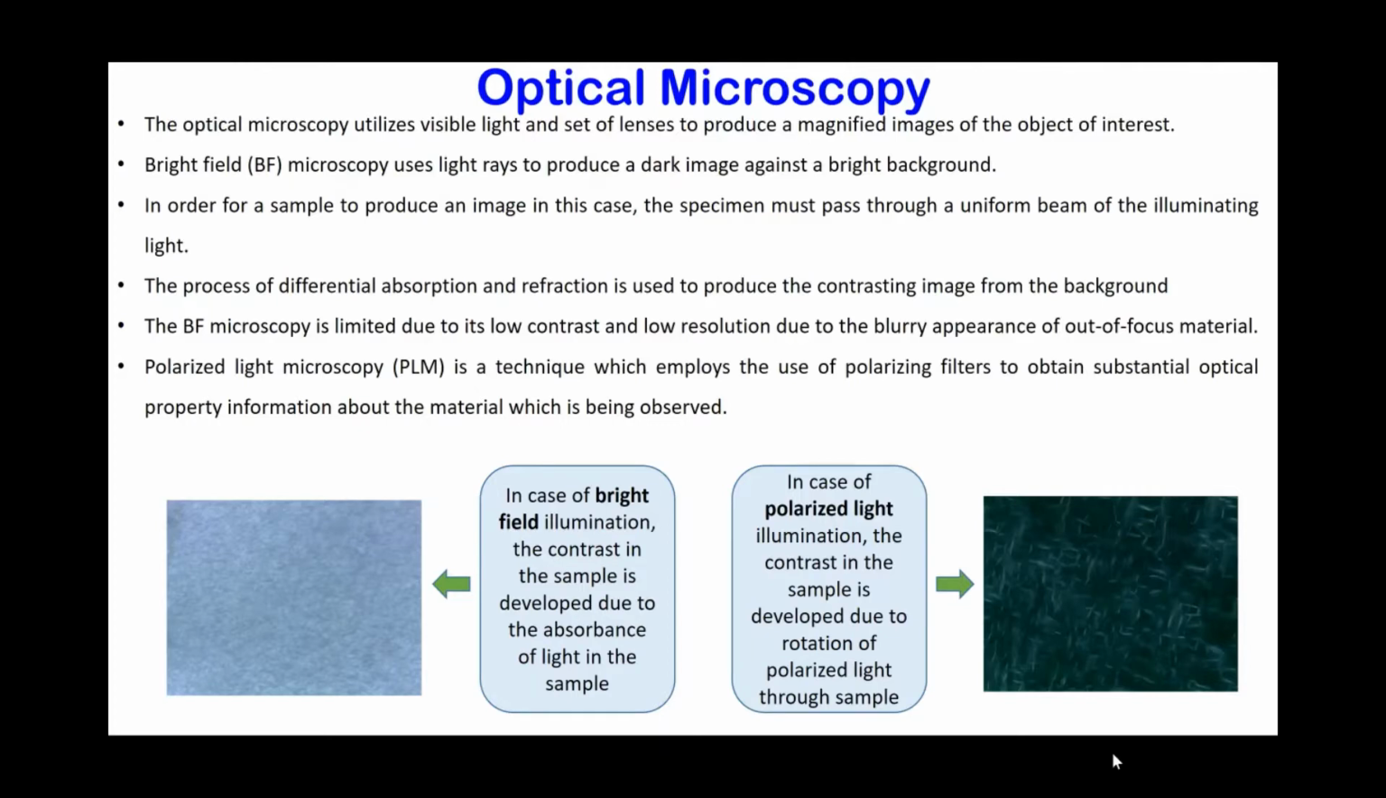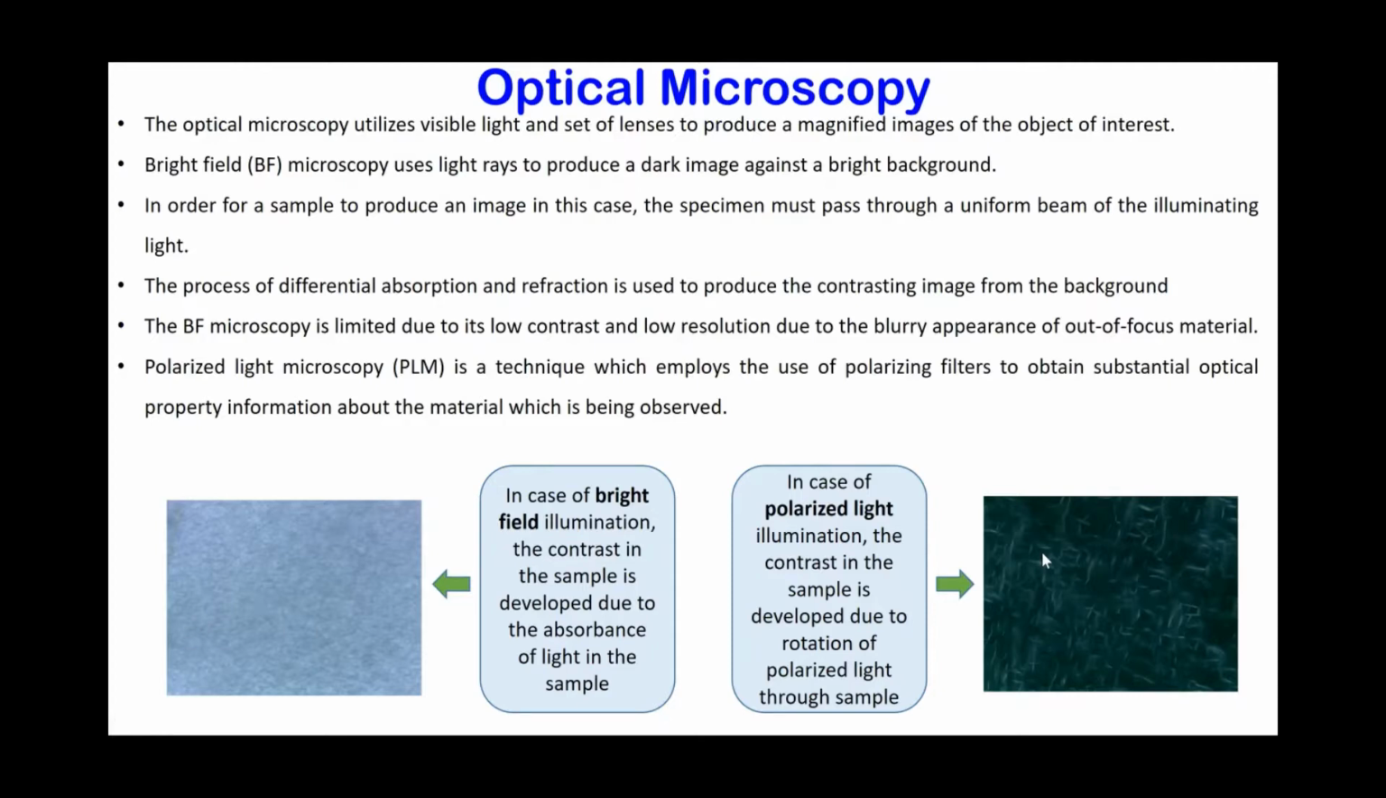So, if you look here, the two microscopy types are represented in the form of a figure. In the case of bright field illumination, the contrast in the sample is developed due to the absorbance of light in the sample. However, if we look at polarized light illumination, the contrast in the sample is developed due to the rotation of polarized light through the sample.